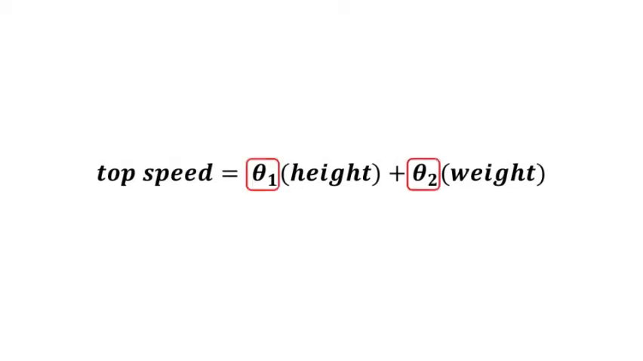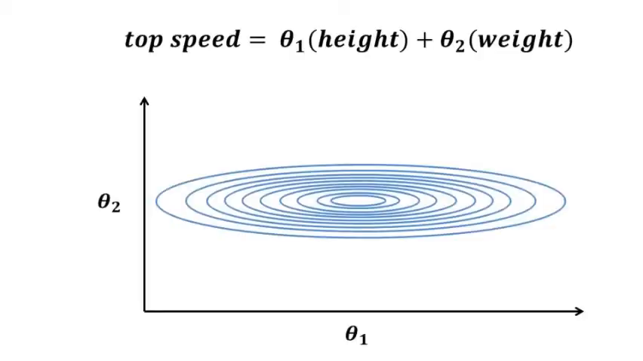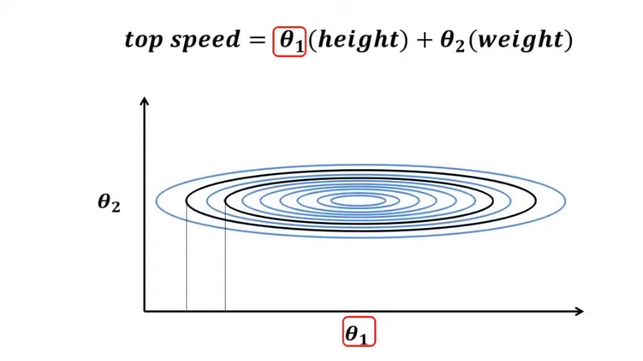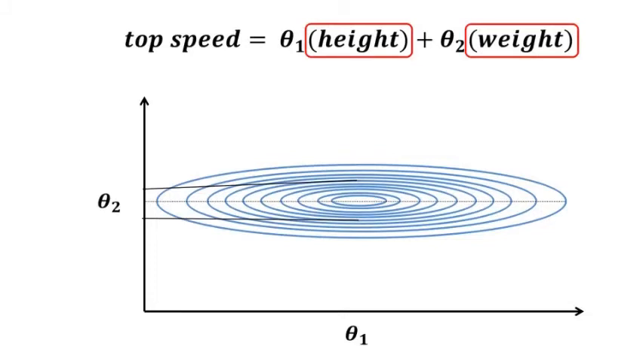Now this is our model. Top speed equals theta1 times height plus theta2 times weight. Can you imagine what its cost function would look like? Boom, pretty flat. Let's understand this. Let's start with theta1, and if we take a step from here to here, the cost function decreases. Now if we take a step of the same distance from here to here, we actually pass over the minima because the cost function is squeezed due to uneven magnitude of height and weight. While height is in the range of 1.5 to 1.8 meters, weight is in the 70s and 80s.